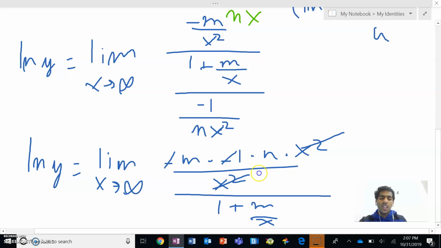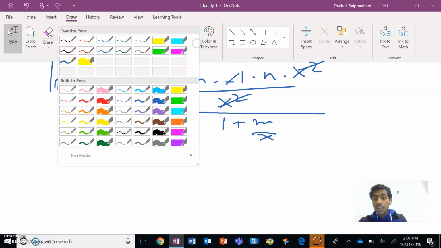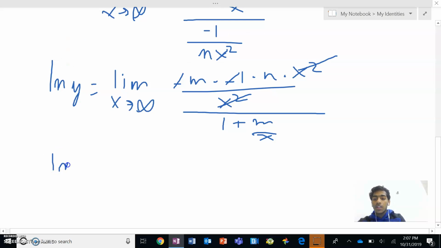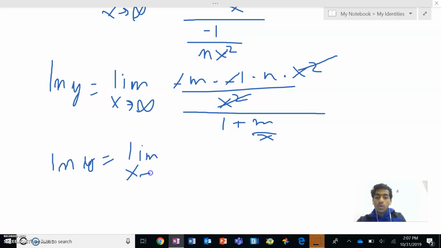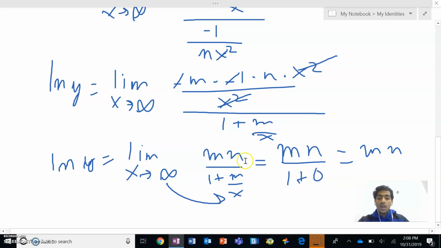Let's scroll down, needing a lot of room for this problem. Alright, that's fun. Gotta grab my pen again. I keep grabbing pens. So the natural log of y equals the limit as x approaches infinity of mn over 1 plus m over x. Now in this case, when I substitute infinity for x, I just end up with mn over 1 plus 0, which is just mn. So now moving on, I don't need that.